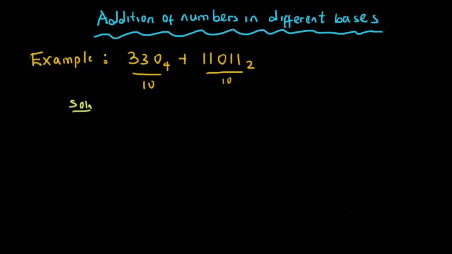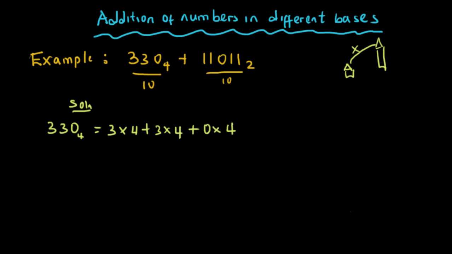First of all, convert 330 from base 4 to base 10. Remember, when you are converting from other bases to base 10, it's like moving from a bungalow to a skyscraper, so we multiply. Do you understand? So we have 3 times 4 plus 3 times 4 plus 0 times 4. The next thing we have to do is to rank. So we have 0, 1, 2.